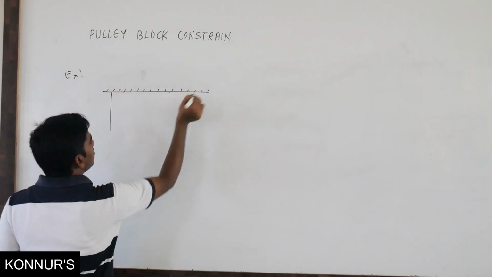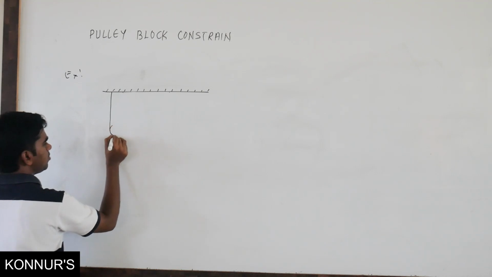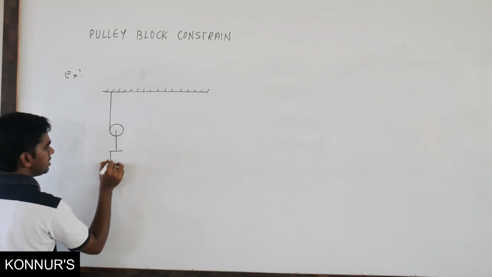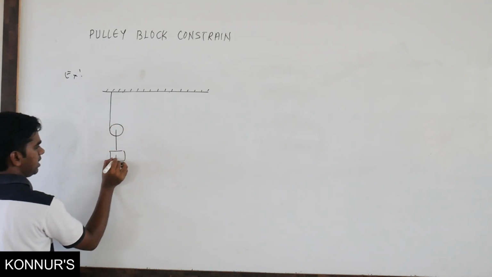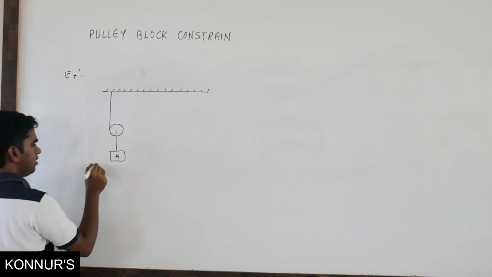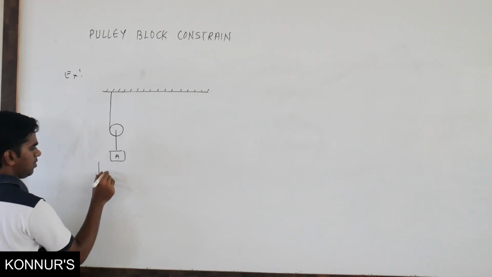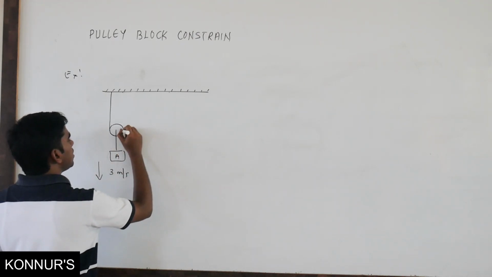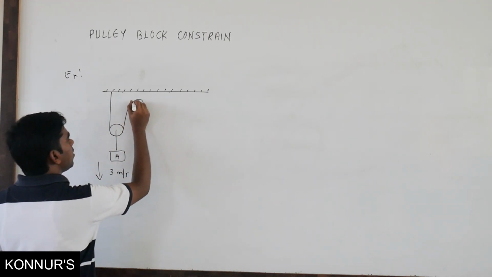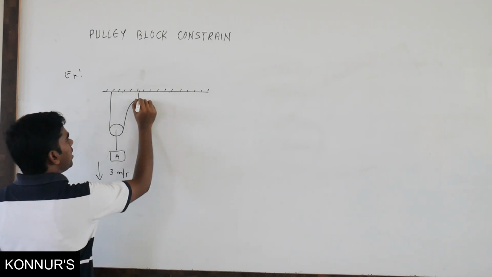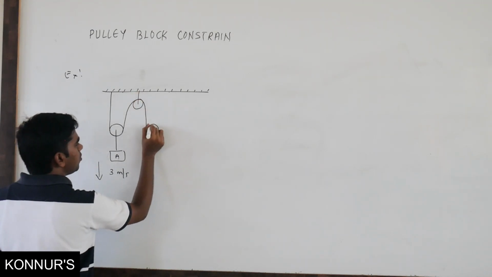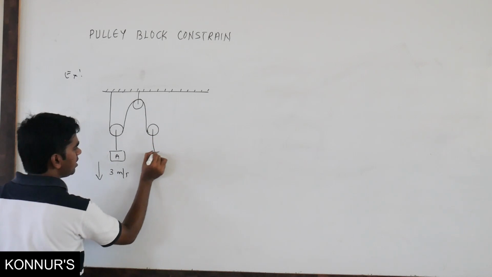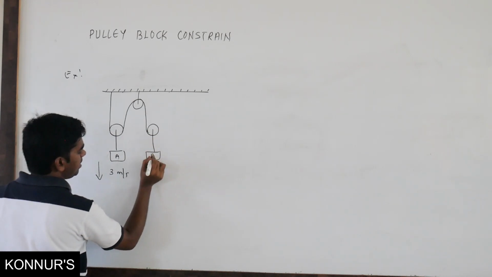Suppose there is a rigid support. To that a pulley is connected. That pulley is connected to a mass, say A, which is moving in the downward direction with a velocity of, say, 3 meters per second. This is connected to another pulley, and again it is connected to another pulley, and this pulley is connected to another mass, say B.